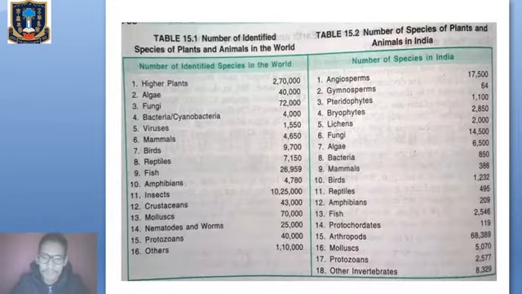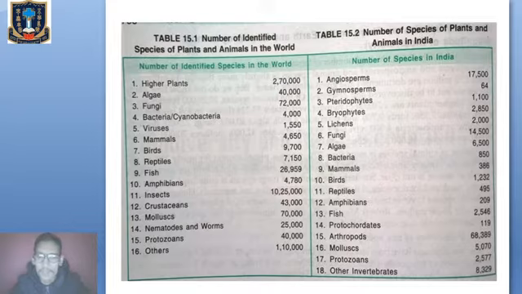Clear? Okay, and go to table number 15.1 and 15.2, where you will see the number of identified species in the world and the number of species that has been identified in India. So kindly go to table number 15.1 also.